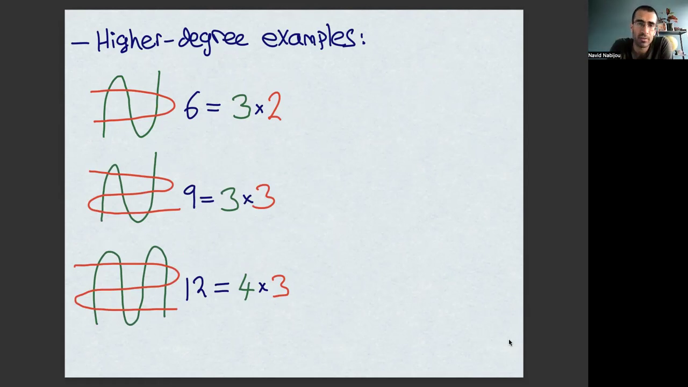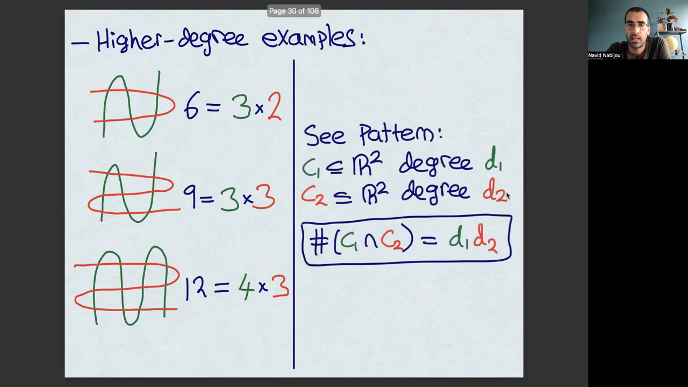And actually, if you think about it conceptually, it also makes sense. This quartic is making 4 passes in the vertical direction because it's a quartic: 1, 2, 3, and 4. And the cubic is making 3 passes, 1, 2, and 3. And so we get this kind of checkerboard pattern, and it seems to really be giving us the number of intersection points, the number of points where these meet.